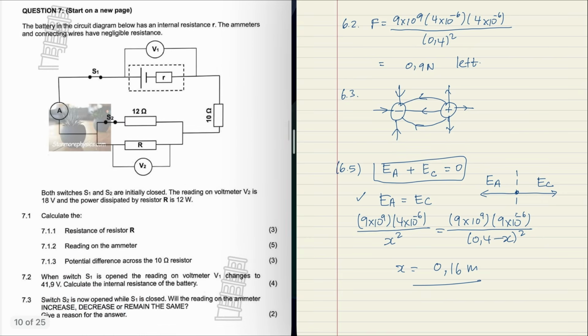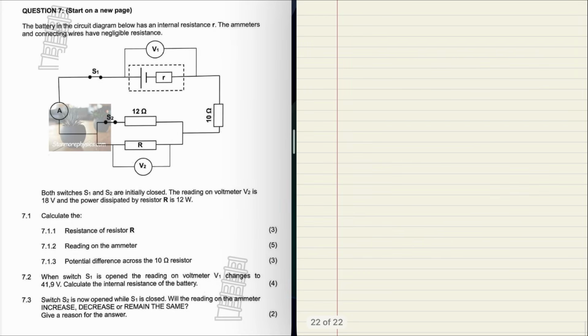Now let's take a look at question number 7. The battery in the circuit diagram below has an internal resistance r. The ammeters and connecting wires have negligible resistance. Both switches, S1 and S2, are closed. The reading on the voltmeter V2 is 18 volts. So this is 18 volts. And the power dissipated by resistor R is 12 watts. So that's 12 watts. Okay.